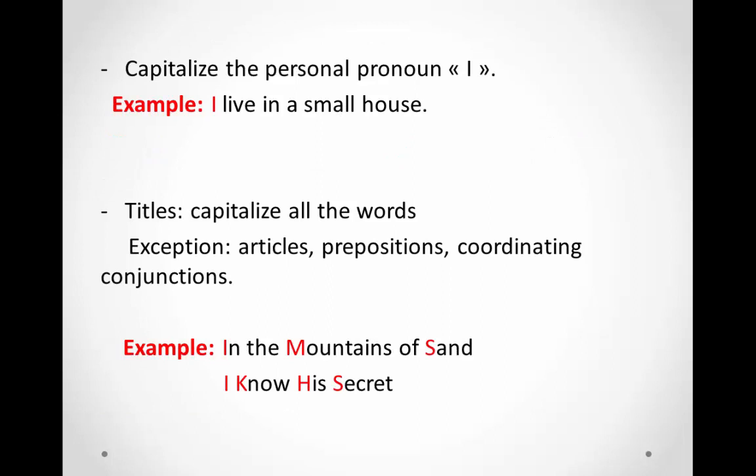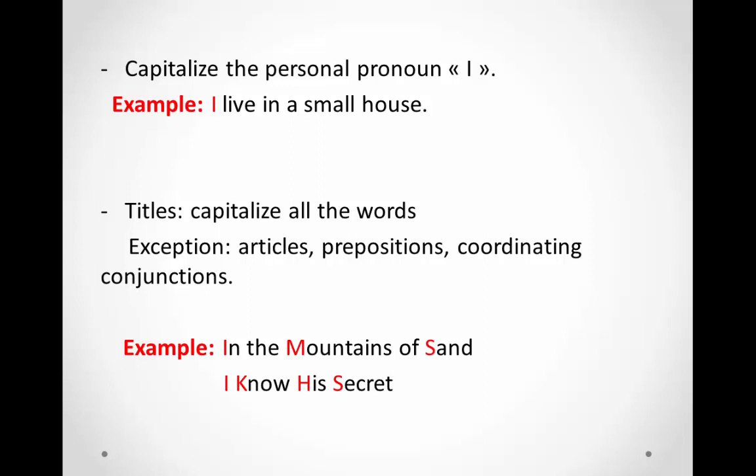We capitalize the personal pronoun I. Always. I live in a small house. Even if I came in the middle of a sentence, we capitalize it.